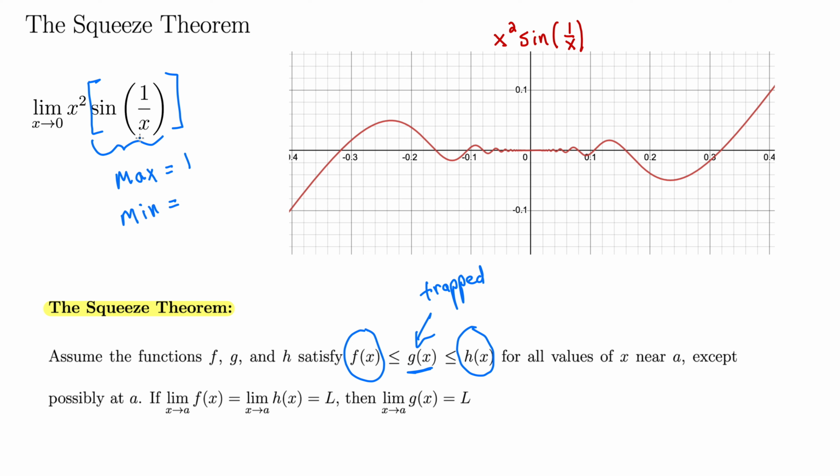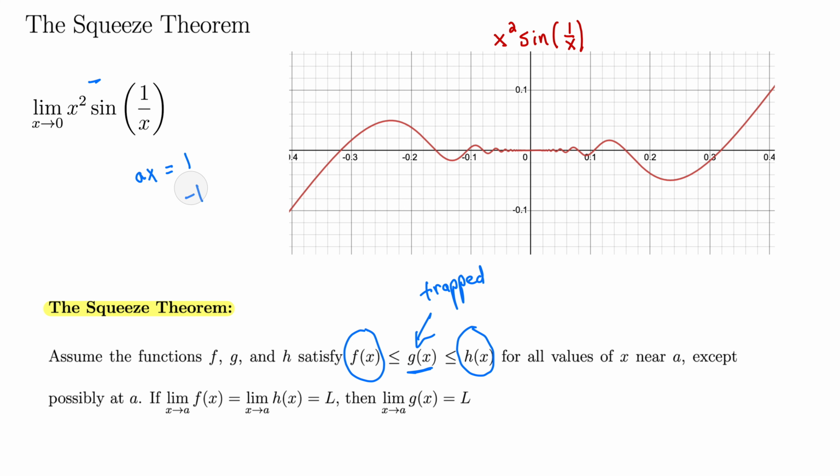Well, the min of anything, sine of anything, right, is negative 1. So sine of 1 over x can oscillate as wildly as it wants. It is trapped between 1 and negative 1. And that holds for sine of anything, that holds for cos of anything. So the squeeze theorem is especially useful when you have sine of something and cos of something times some other well-behaved function. So now let's look at our function in its entirety.